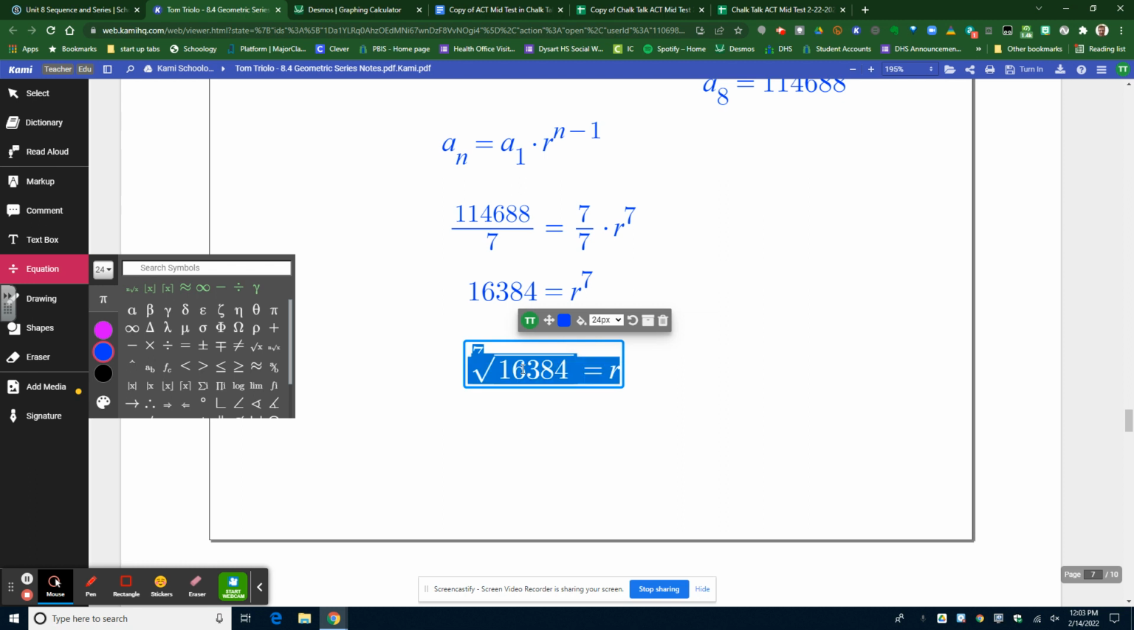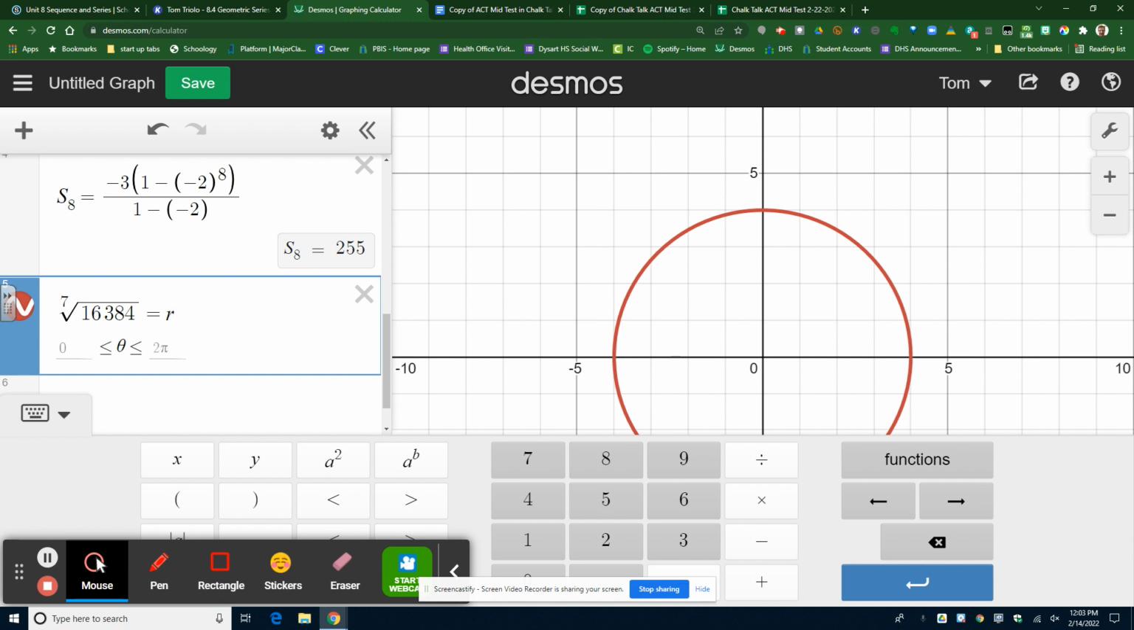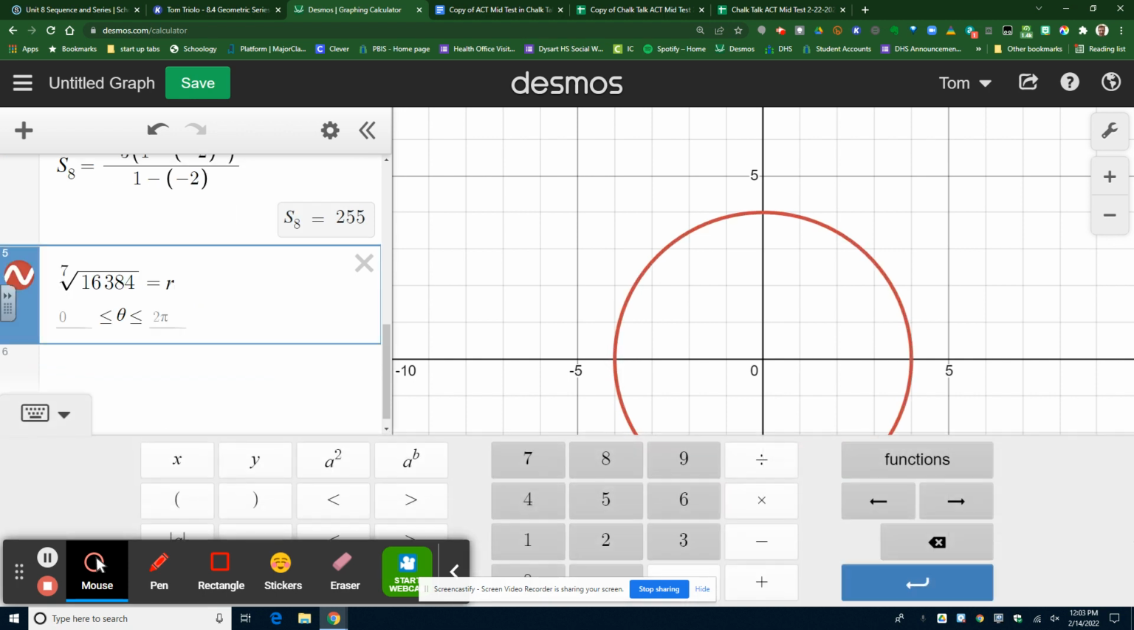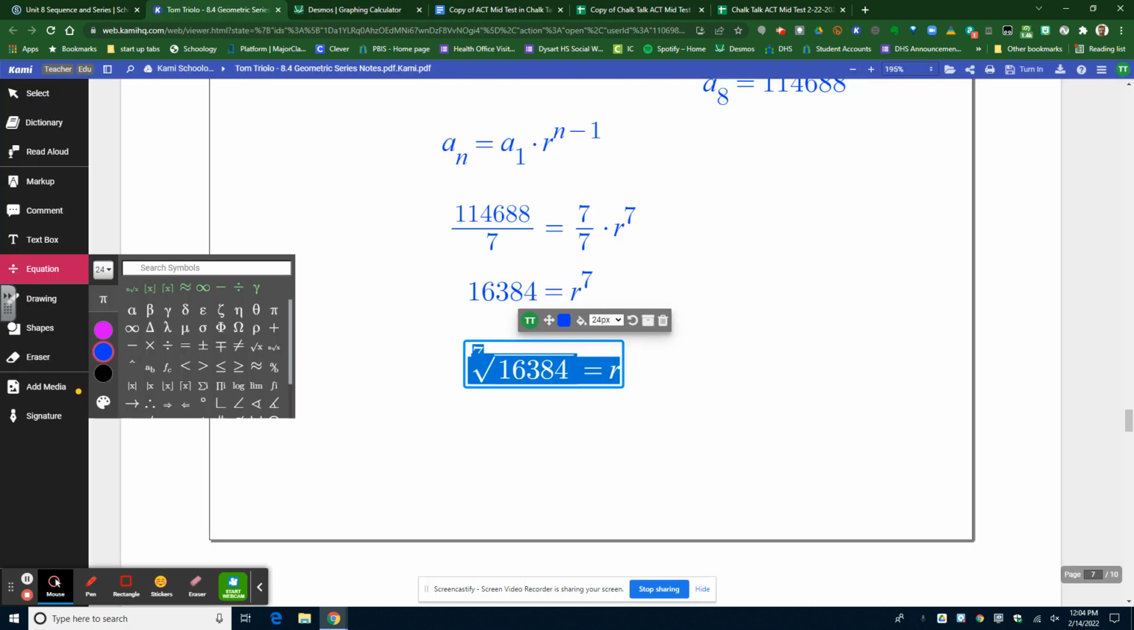Put it in Desmos, okay? Watch what happens. Control A, Control C. Because if you put the equals R, it makes it a circle. This is what's known as polar coordinate form, where your radius is equal to the 7th root of 16,384. What's your radius? 4. See? 1, 2, 3, 4. So we don't need the R. But graphically, it actually gave me my answer. Okay. So R is 4.